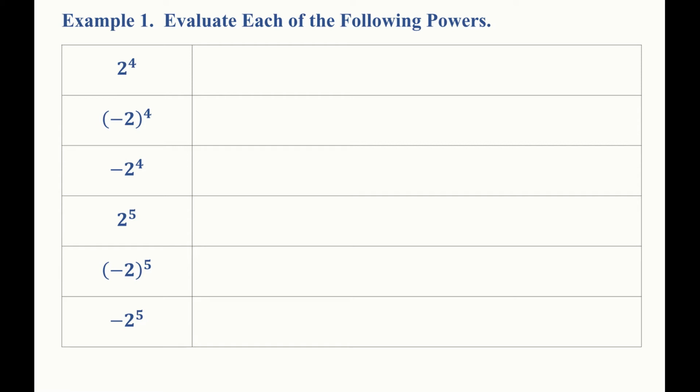For our first example, we're going to evaluate each of these powers. Of course, 2 to the 4 simply means 2 times 2 times 2 times 2. We have 4 factors of 2, and we multiply. So, of course, that's 4 and that's 4, so we get 4 times 4, which is 16. Now, in this first example, 2 is the base. And the exponent is 4.